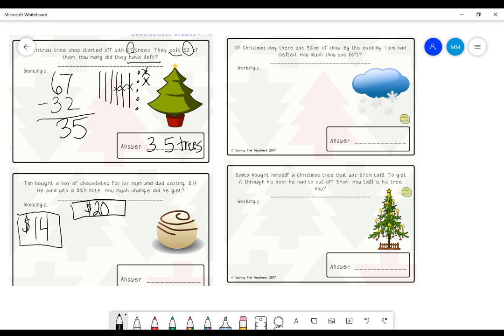So if I pay with a $20 bill, the store person is not going to keep all $20. I'm going to get some money back. So what will I need to do to figure out how many dollars I get back? What do you think? Go ahead and pause the video and make the equation that you think we are going to use to solve the problem for how much change Tim is getting back.